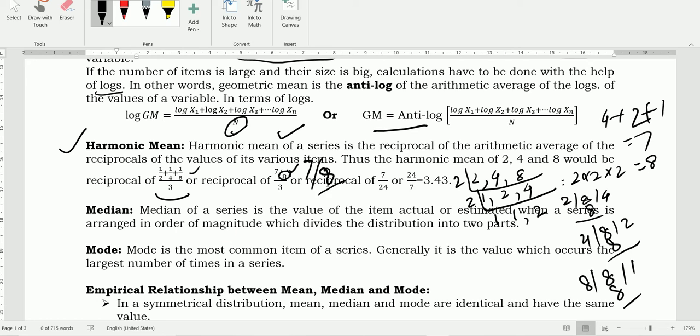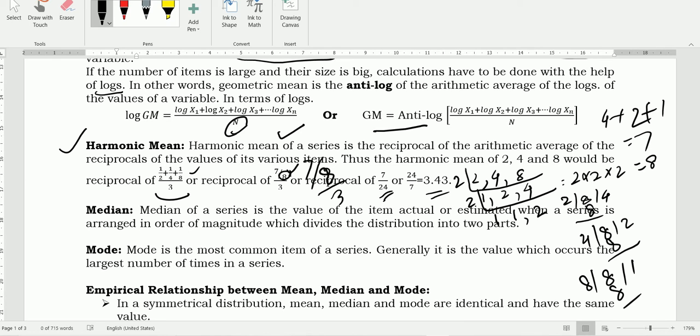Then by 3. If you multiply this by 3, 8 times 3 is 24 here. So 7 by 24, or rather 24 by 7, is equal to 3.43. So in this way the harmonic mean is obtained. And this one also will not be discussed in detail, I am simply introducing it.